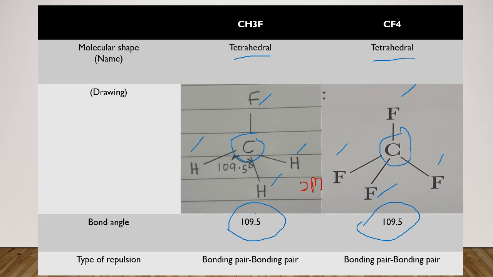Okay. And next, the type of repulsion. For fluoromethane it is bonding pair to bonding pair, and it is also the same for carbon tetrafluoride, which is also bonding pair to bonding pair. This is because there is no lone pair in the structure.